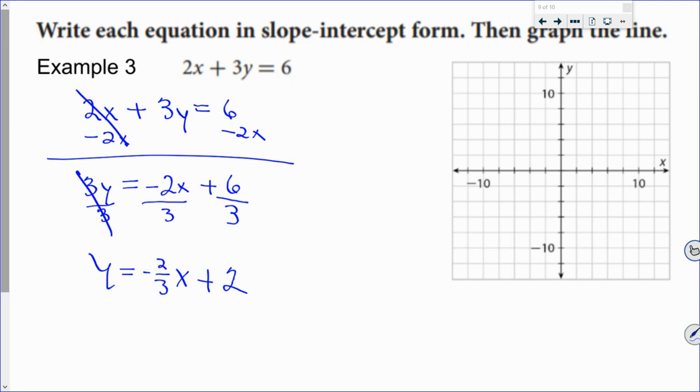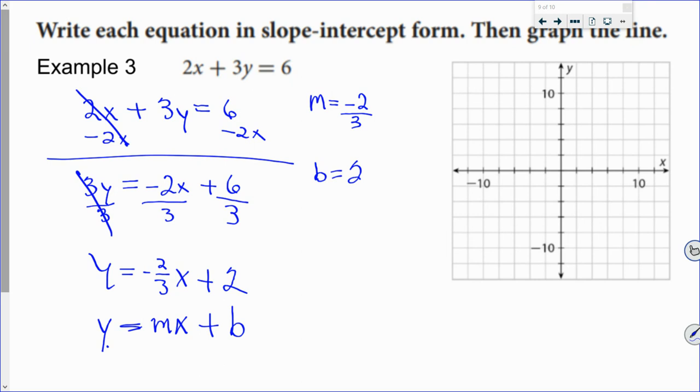So looking at this equation, remembering y equals mx plus b, I can see that my slope is negative 2/3, and my y-intercept is positive 2.